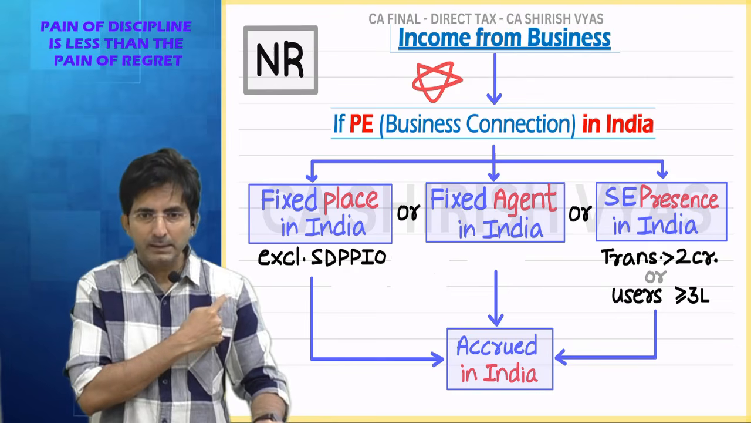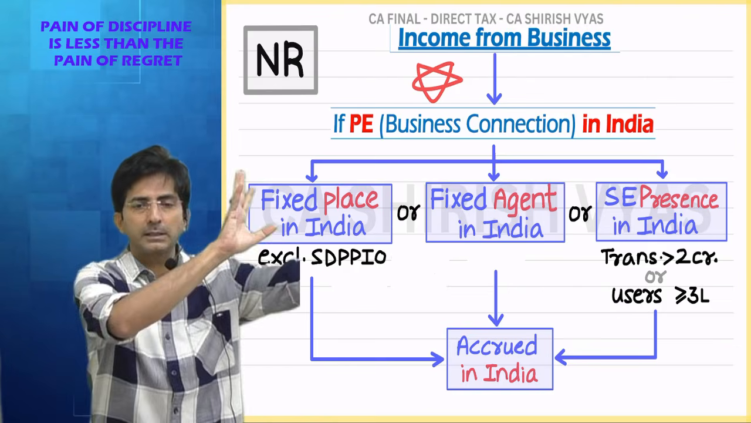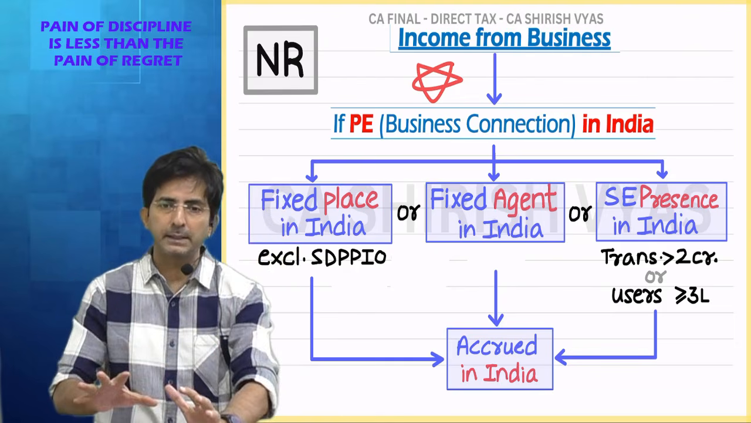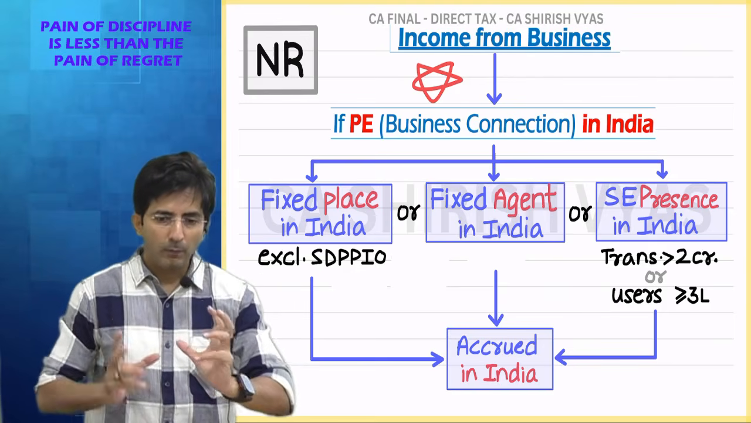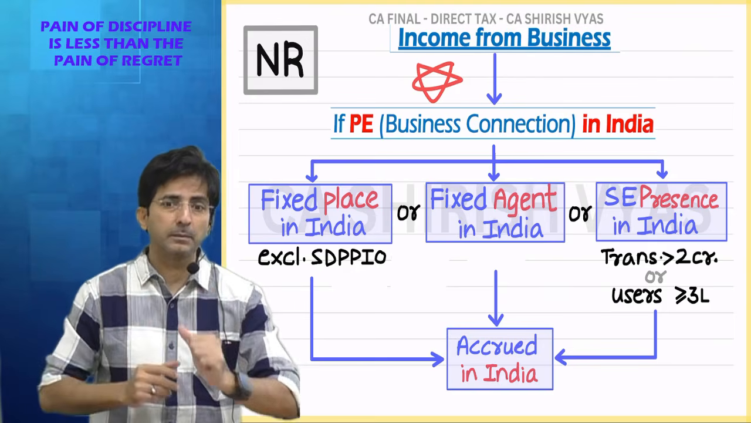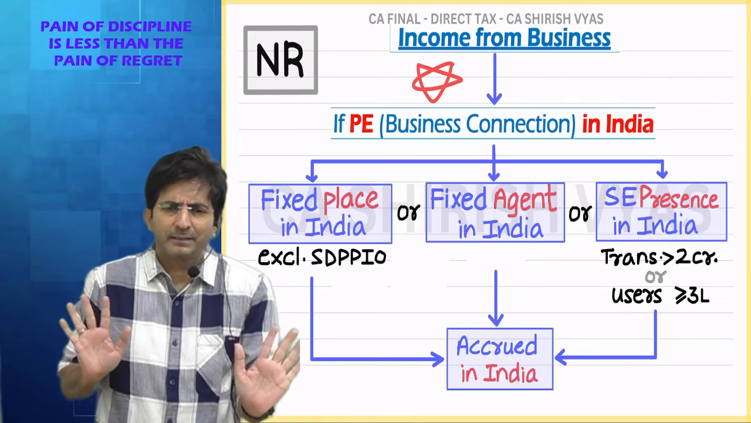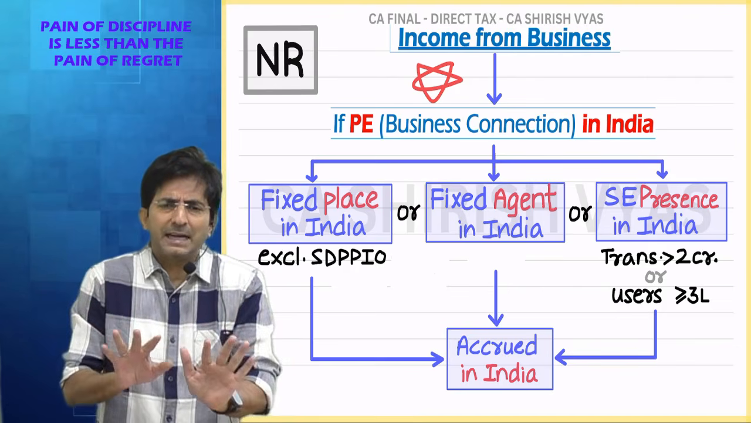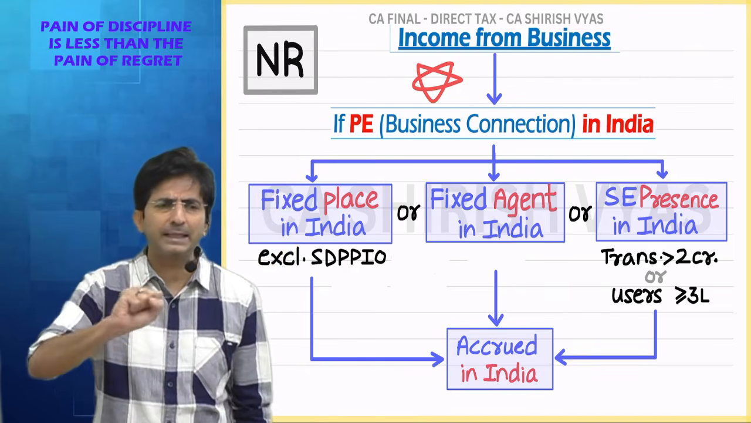Then, what is the next alphabet? I. Collecting information. Imagine that a non-resident from Singapore has kept a place in India to gather information from India. How is the choice of the Indian customer? What are the preferences of the Indian customer? Only information gathering, but the information gathered is used abroad. They don't sell anything in India.